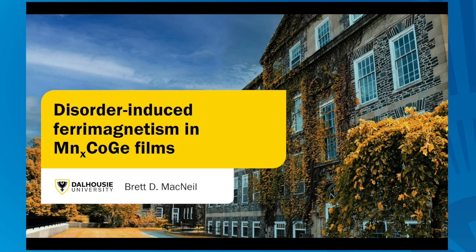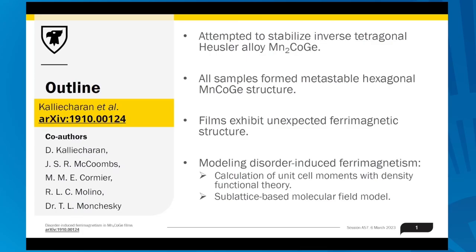Hello, everybody. I'm going to talk today about manganese cobalt germanide films with varying manganese concentration and how atomic disorder will actually cause this unexpected ferrimagnetic ordering. The original motivation for this work was actually to grow the tetragonal Heusler alloy Mn2CoGe, but instead we found that all of our samples formed this metastable hexagonal polytype of manganese cobalt germanide.